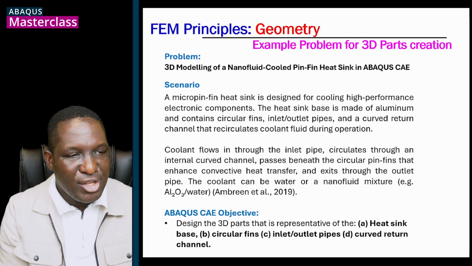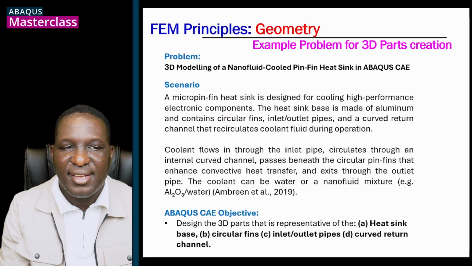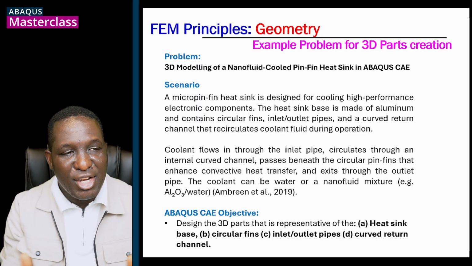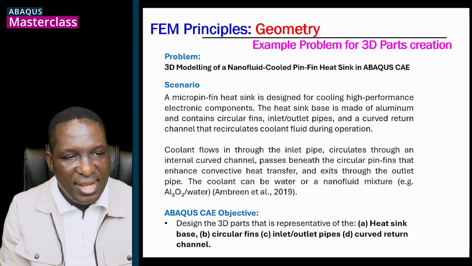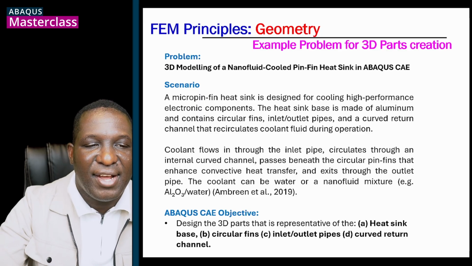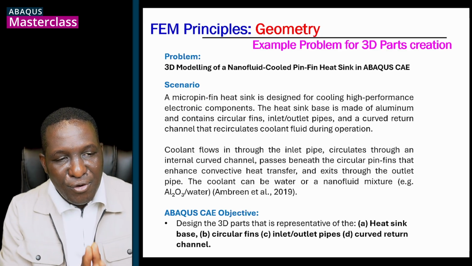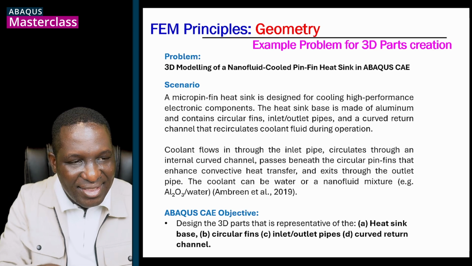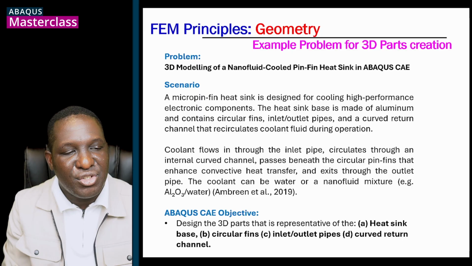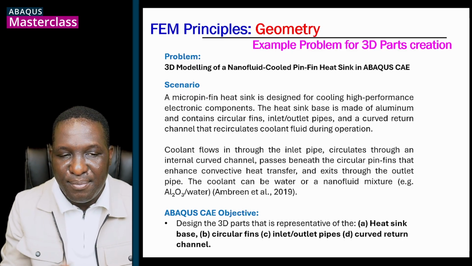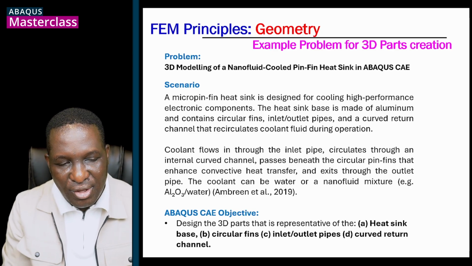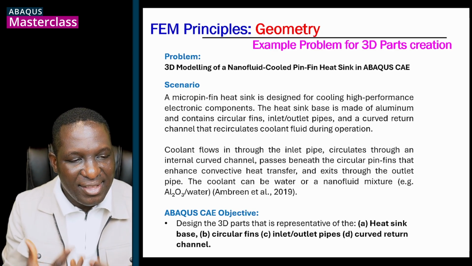The scenario we're going to work on says that a microfin heatsink is designed for cooling high performance electronic components. The heatsink base is made from aluminum and contains circular fins, and it also has an inlet and outlet pipe and a curved return channel that recirculates the coolant fluid during the operation. The coolant flows through the inlet pipe, circulates through the internal curved panel, passes through the circular fins and enhances convective heat transfer, and then exits through the outlet pipe. The coolant can be water, or it can be a nanofluid mixture like the authors talked about in the paper, aluminum oxide and water. I put a reference to that paper, which is where I'm taking the inspiration for this.